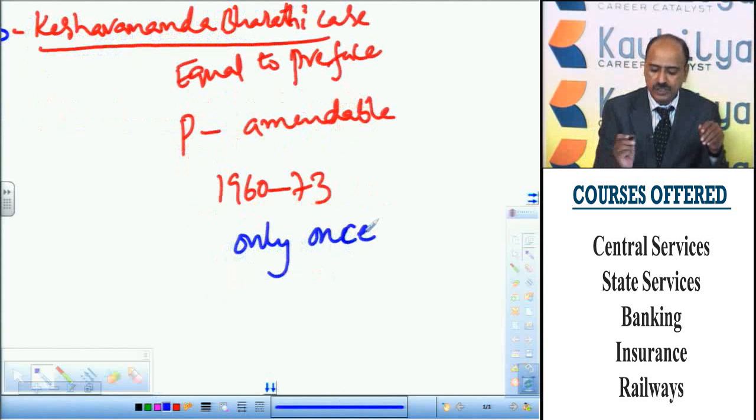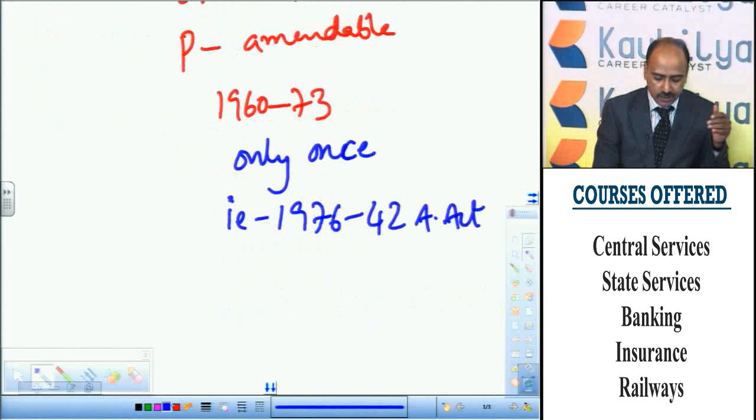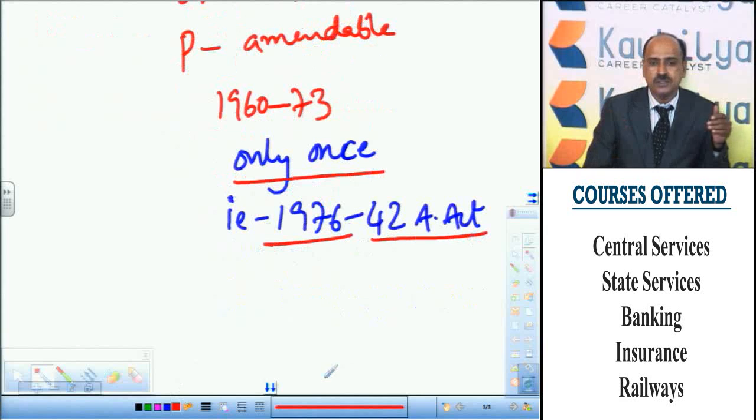It was amended only once, that is in 1976 through the 42nd Amendment Act. The biggest amendment act in our Indian constitutional history is the 42nd Amendment Act. It is also called the mini constitution. The preamble was amended only once, in 1976 through the 42nd Amendment Act. So many articles were amended at that time, and the preamble was also amended.